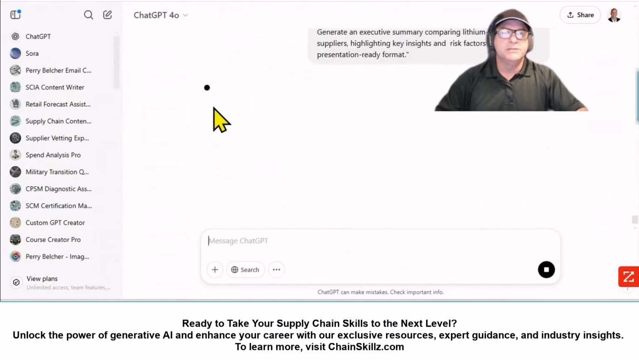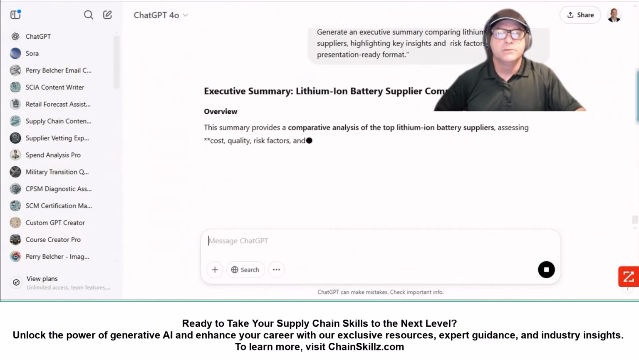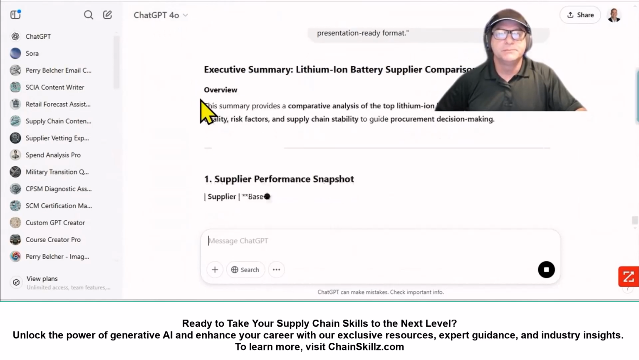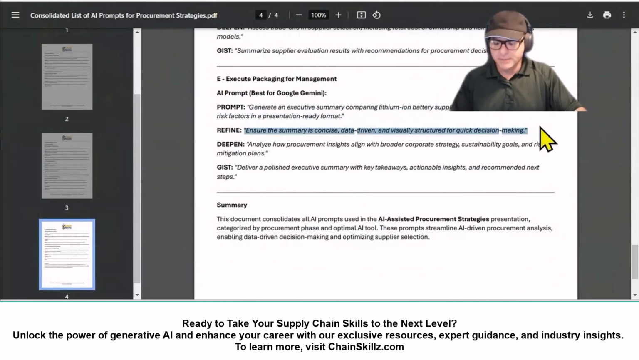So now we're going to generate the executive summary and walk through this process. We'll queue up the next one while we're here.